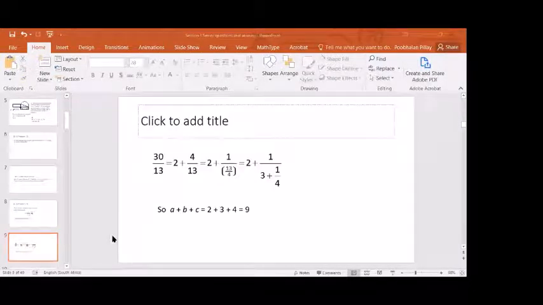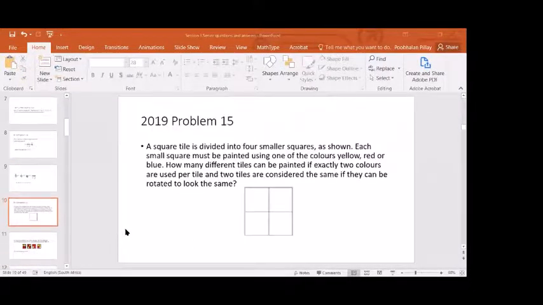Okay, we're going to problem 15 now. Problem 15, there's a kind of a long story there. If you read that story, what does it say? It says that a square tile is divided into 4 smaller squares. You can see it like this. Each small square must be painted using one of the colors, yellow, red, or blue. So there are 3 possible colors you can use to paint it.